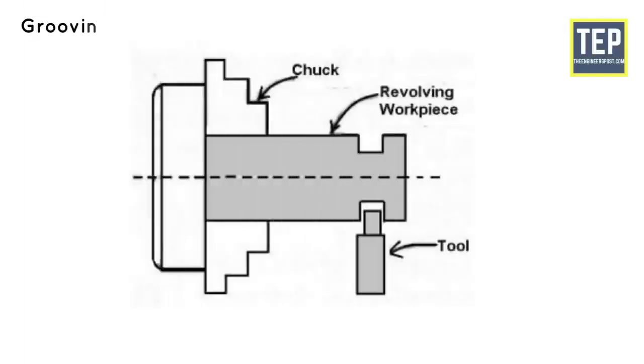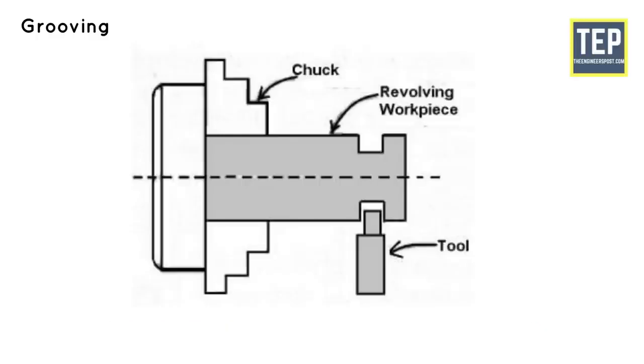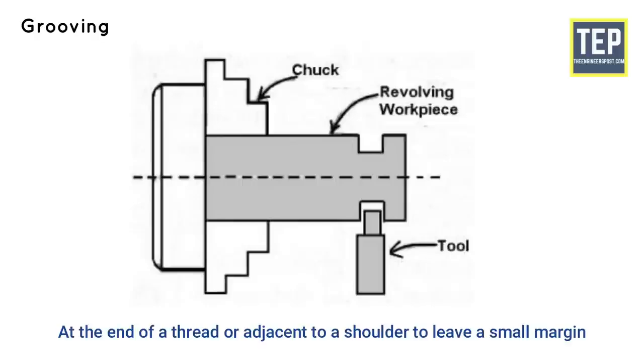Grooving. Grooving is the process of reducing the diameter of a workpiece over a very narrow surface. It is done by a groove tool. The grooving tool is similar to the parting off tool. It is often done at the end of a thread or adjacent to a shoulder to leave a small margin.